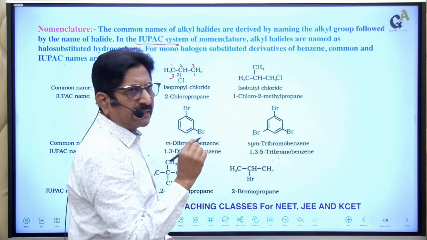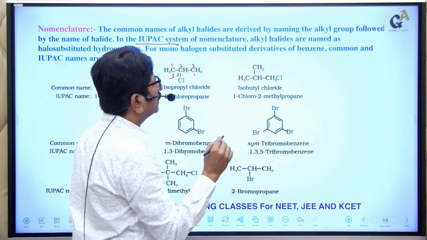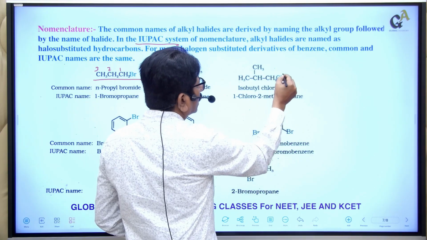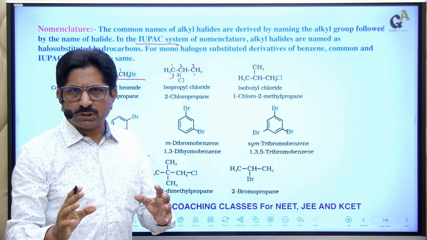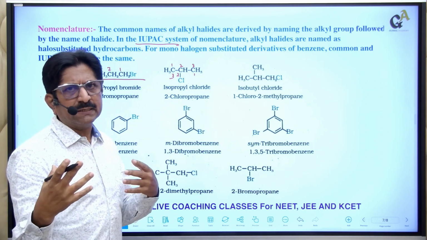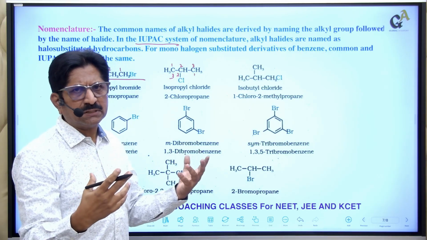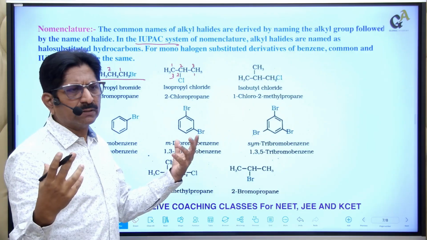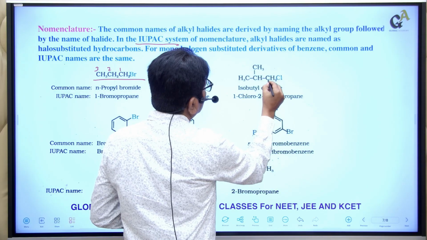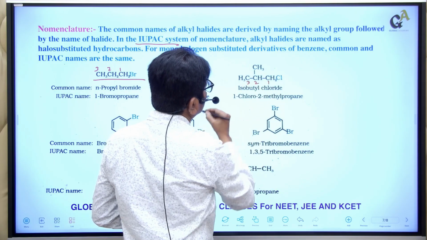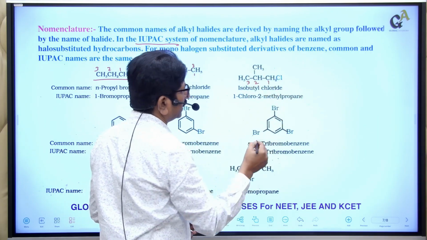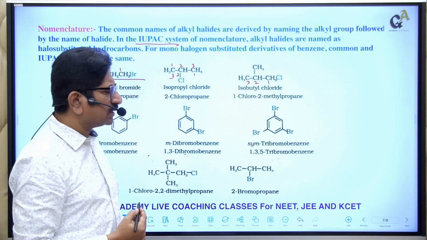Now, how to number this? Important is how to number that. The numbering we have to start from this side, because as I already said, the halogen is a functional group, and the functional group will have more priority according to the rule, because you already studied the nomenclature in the first year, the detailed nomenclature and the rules and regulations. Hence this will have a higher priority. So this will be 1, this will be 2, and this will be 3. Therefore we write 1-chloro-2-methylpropane, because there are 3 carbon atoms.